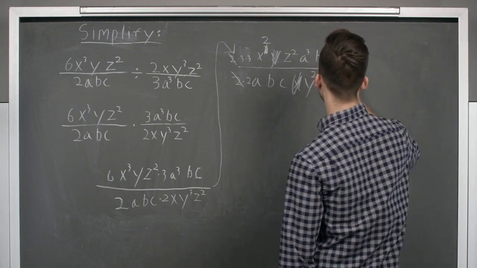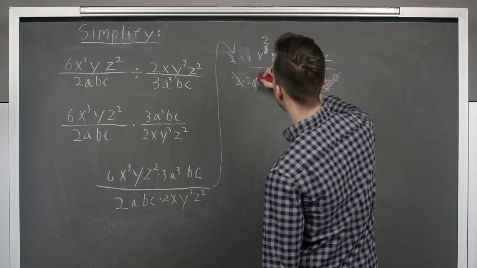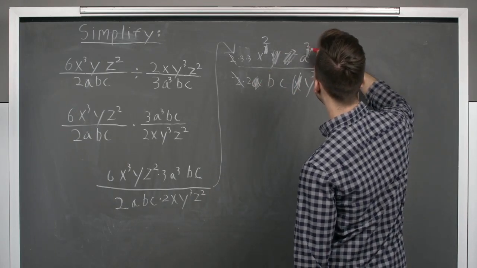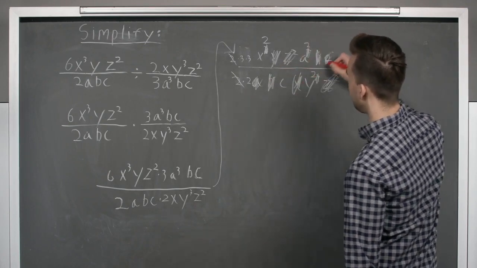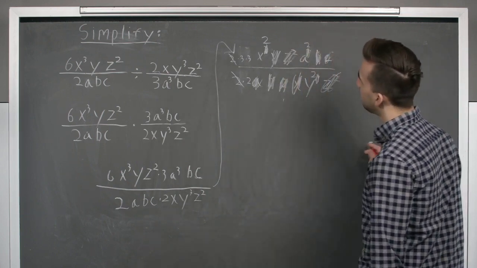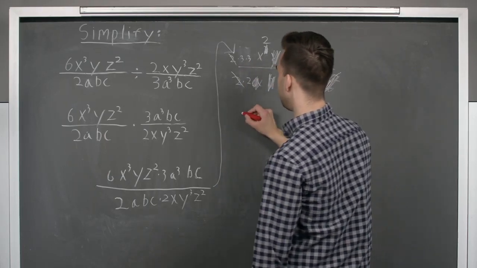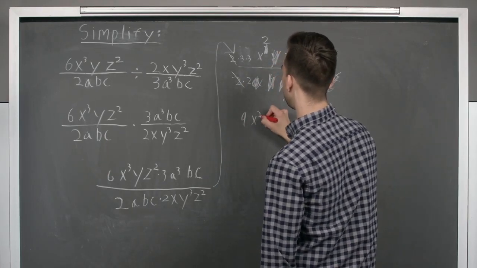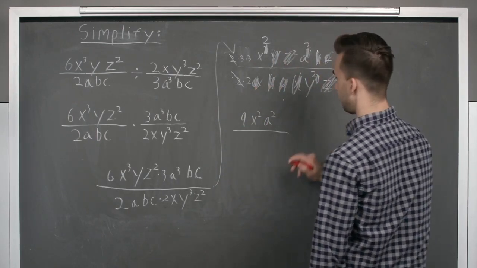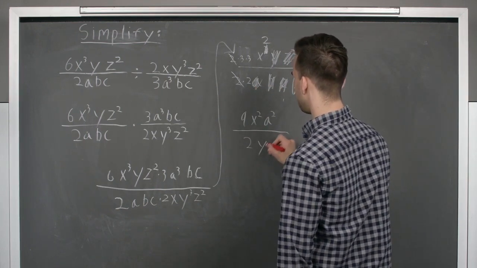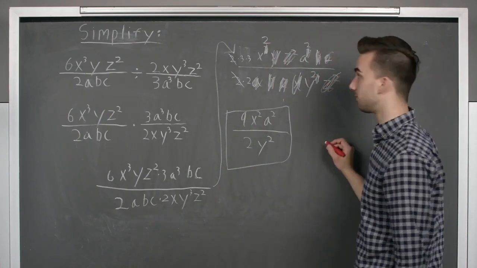And then we can cancel out a z squared. And then we can cancel out an a from the bottom, right, a squared. And then we can cancel out a b, and we can cancel out a c. So what does that leave us with? It leaves us with 3 times 3 times x squared times a squared on the top. So 9 x squared a squared over 2 times y squared. So that is our solution for this example.